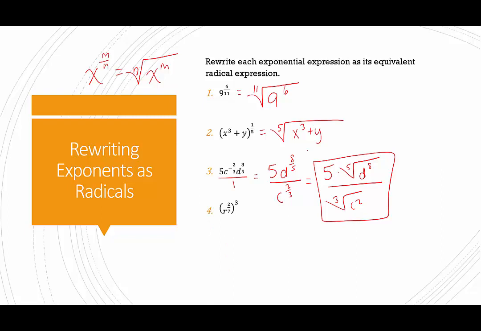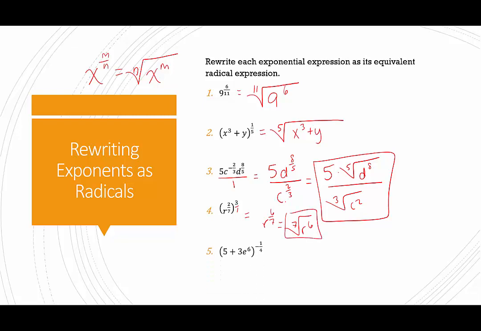Okay, our next example, we have some work to do because we have power to a power. So the first thing I want to do is rewrite this as r. So this is like 3 over 1. So that's 2 times 3, 6 over 7. Now I know the index is 7, and it'll be r to the 6th.